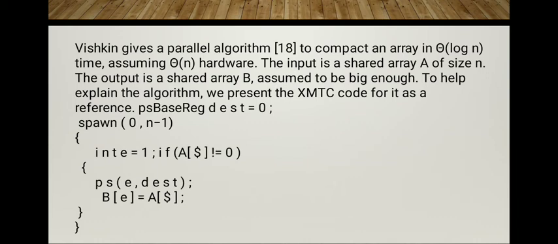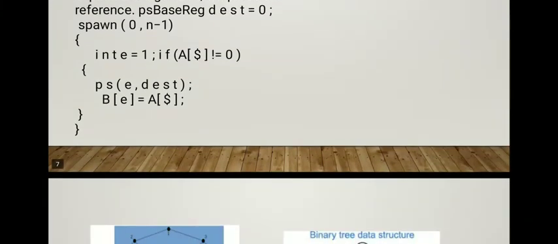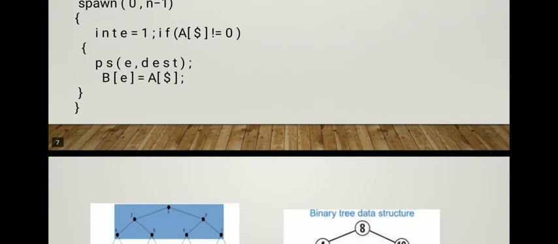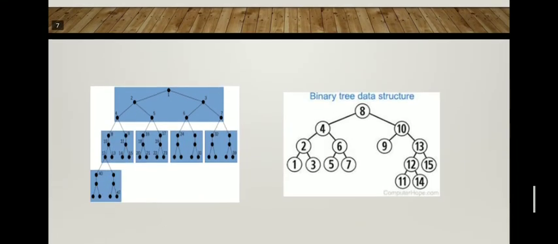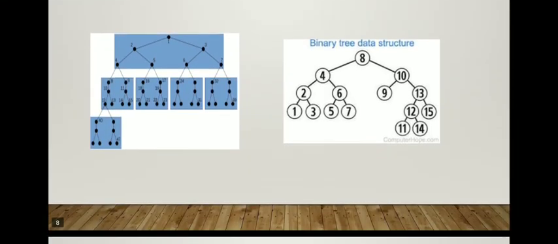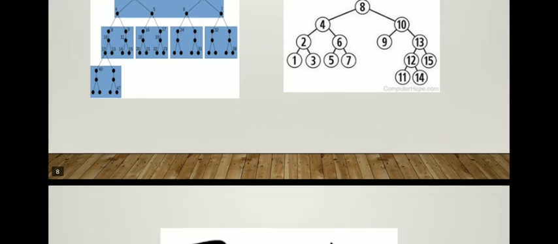As you can see, it is a C program code with a spawn of 0 to n minus 1 and int e equal to 1, so that if A is not equal to 0, ps is performed on e. As you can see, it is a tree structure. In this binary tree data structure, the single element will be divided into many subparts until we get a single element. It is more like a merge sort. So finally, when we get a single element, it will be sorted in this data structure.